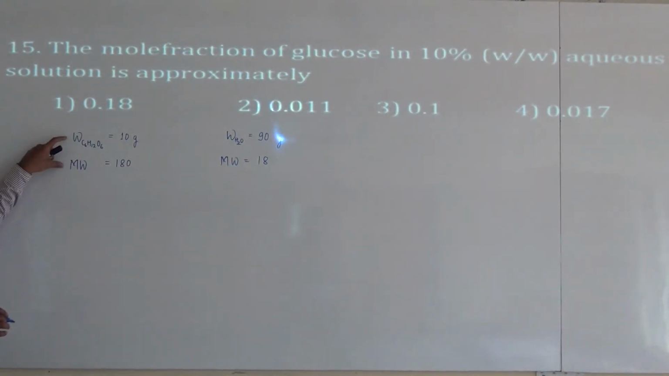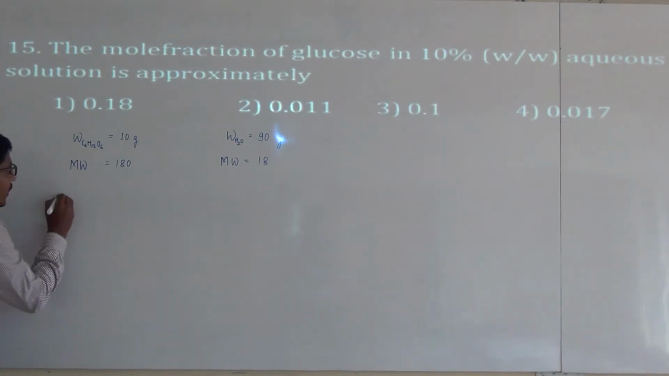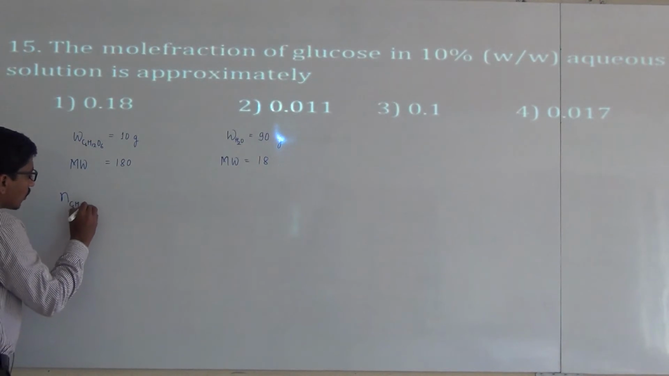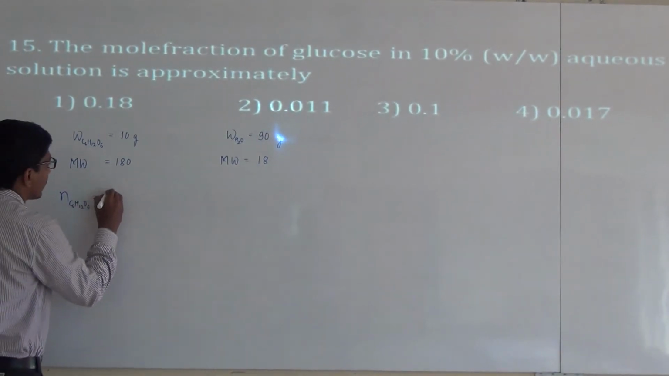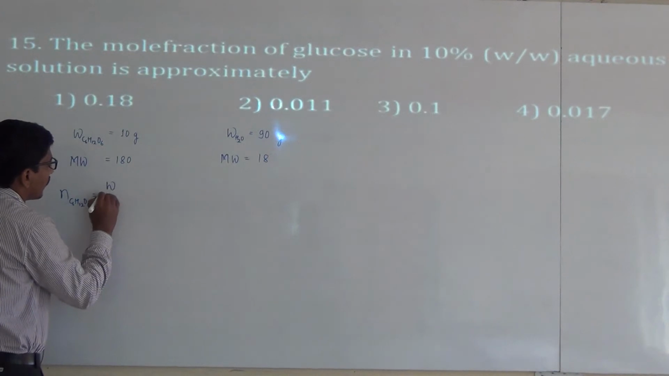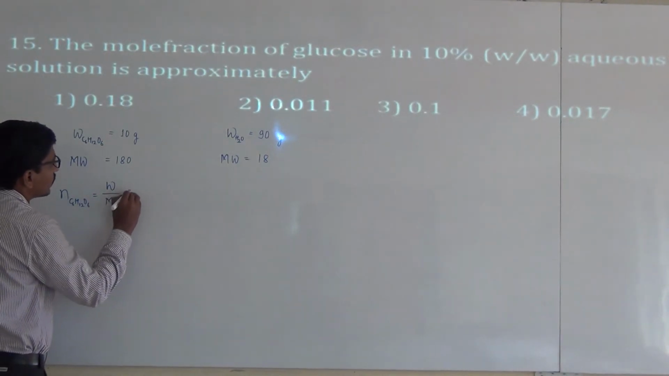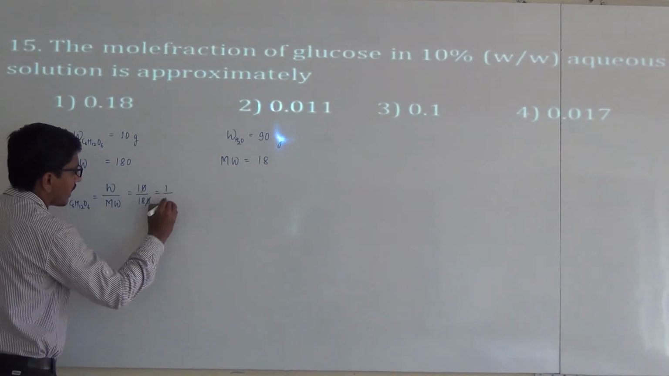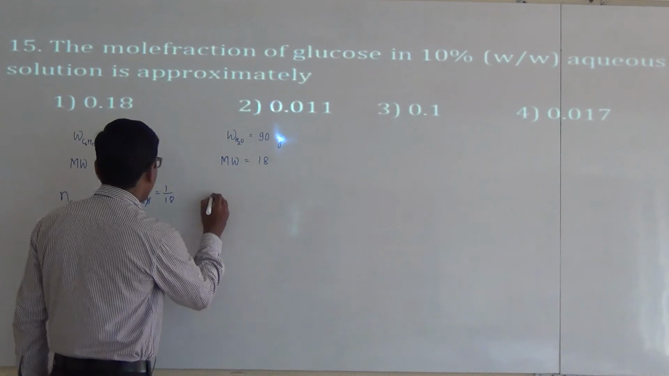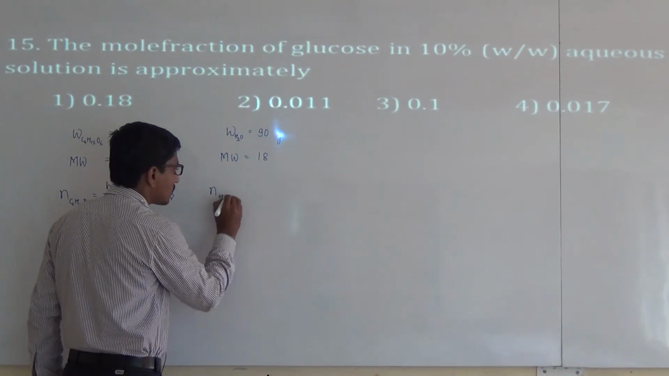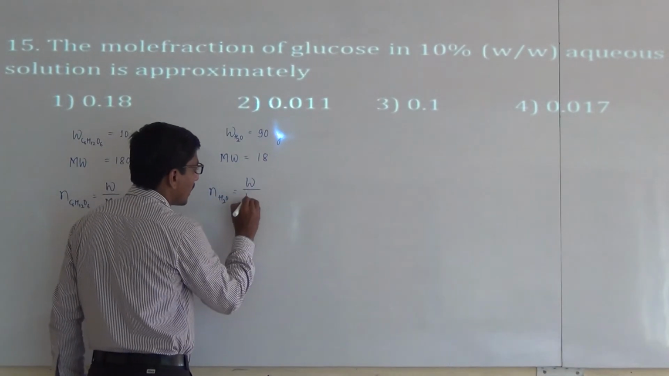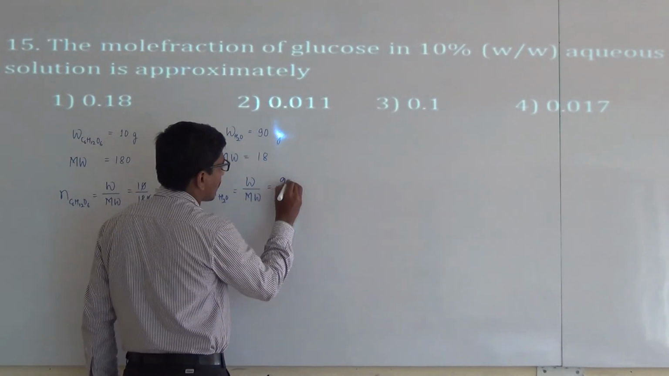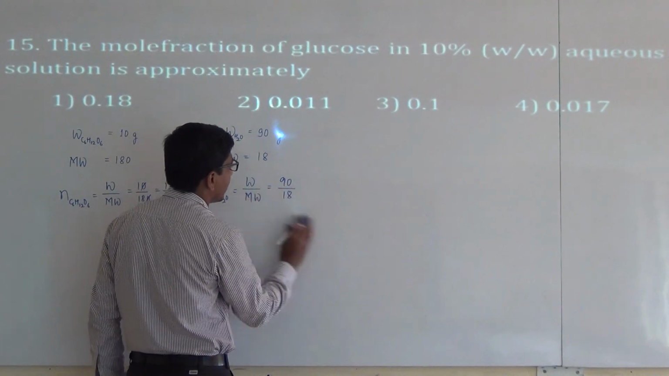From the weight and molecular weight, we have to calculate the number of moles of glucose, C6H12O6. This is equal to W by MW, which is 10 by 180. This is 1 by 18. And number of moles of water is equal to weight by molecular weight, 90 by 18.